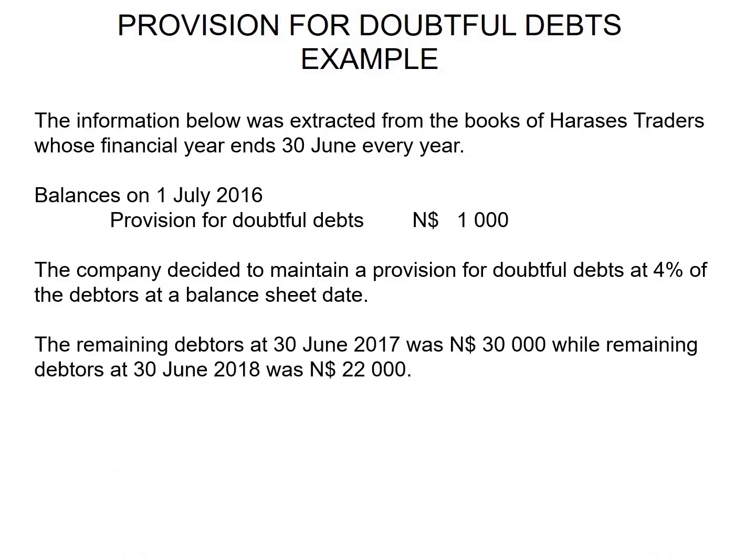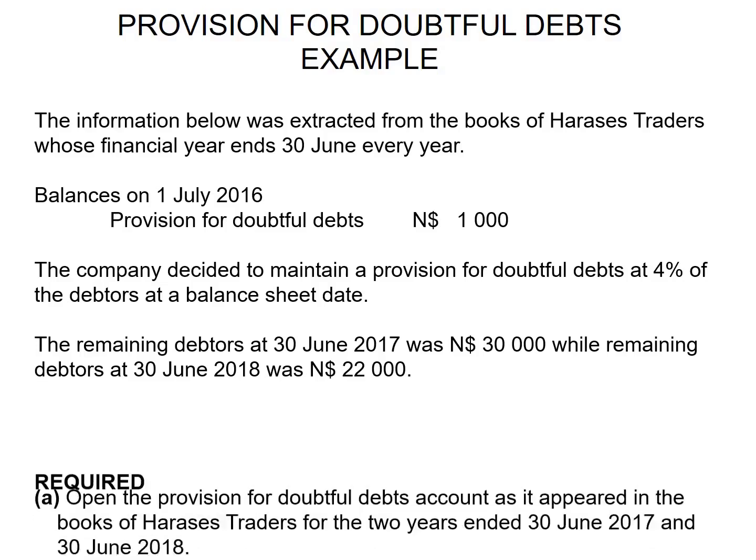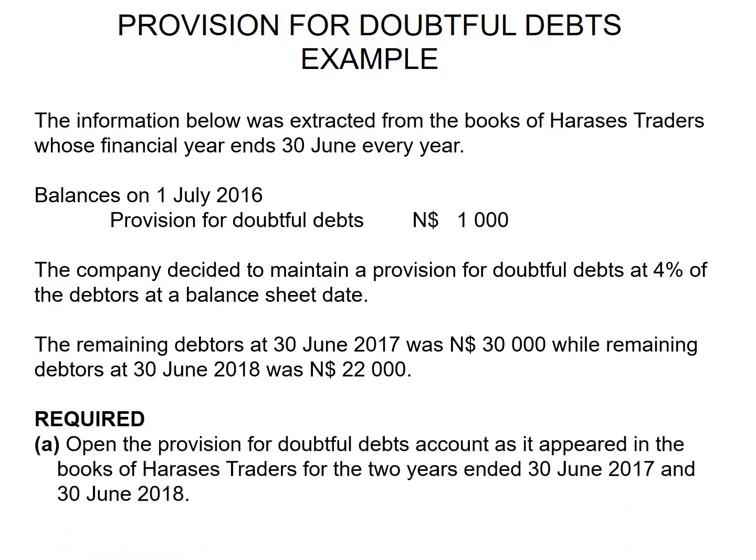The remaining debtors at 30 June 2017 was $30,000 million, while the remaining debtors at 30 June 2018 was $22,000 Namibian dollars. Required is to open the provision for doubtful debts account as it appeared in the books of Trx traders for the 2 years ended 30 June 2017 and 30 June 2018.